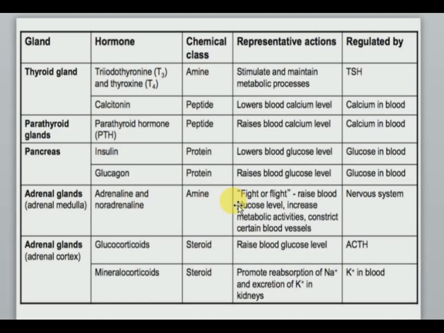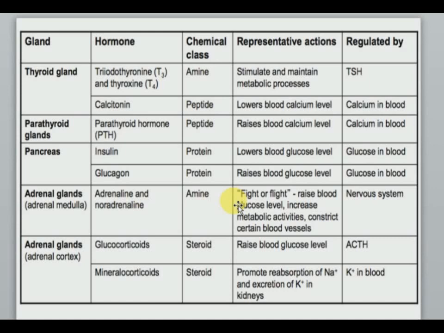And we have the pancreas, which secretes insulin, and insulin, as everybody knows, is very essential to lower the glucose level, and when it is absent, that's when we have diabetes mellitus. And we have glucagon, which raises the glucose level in the blood.